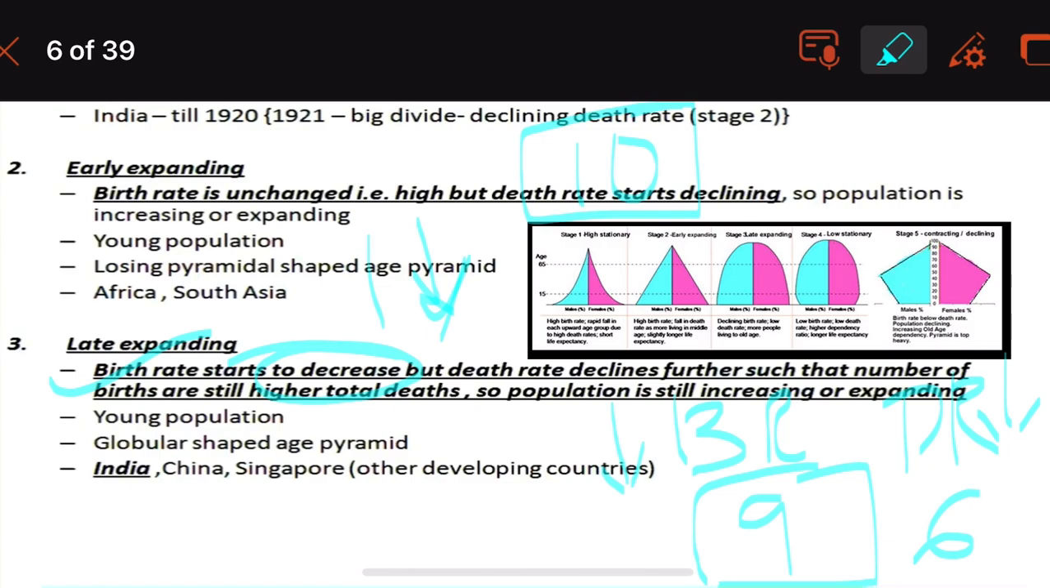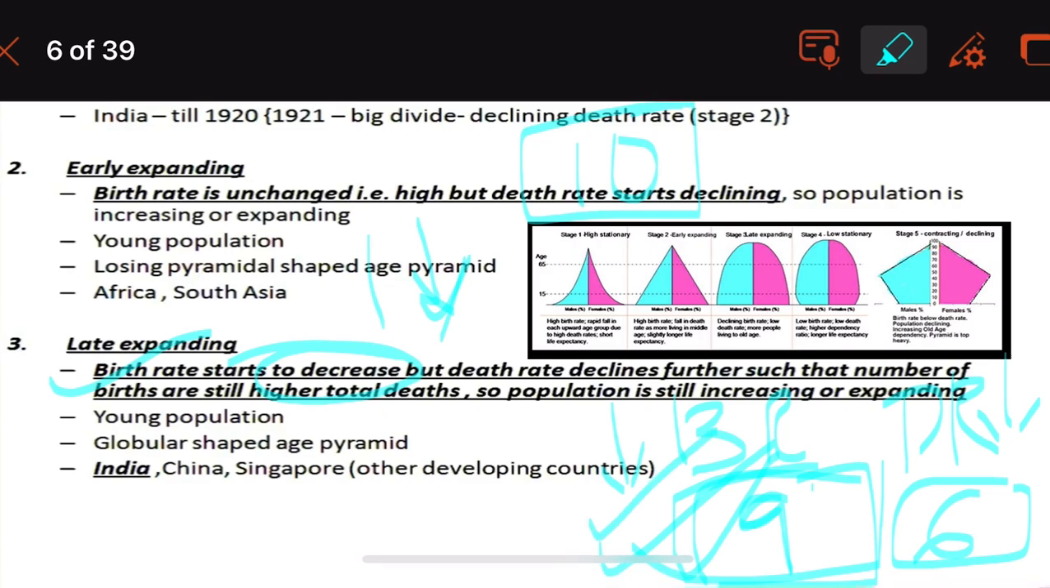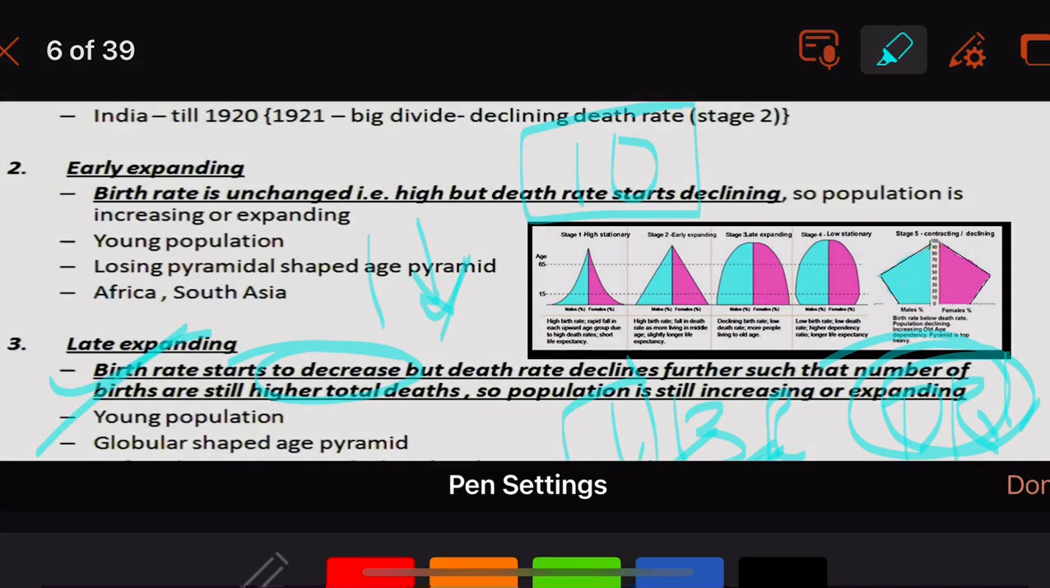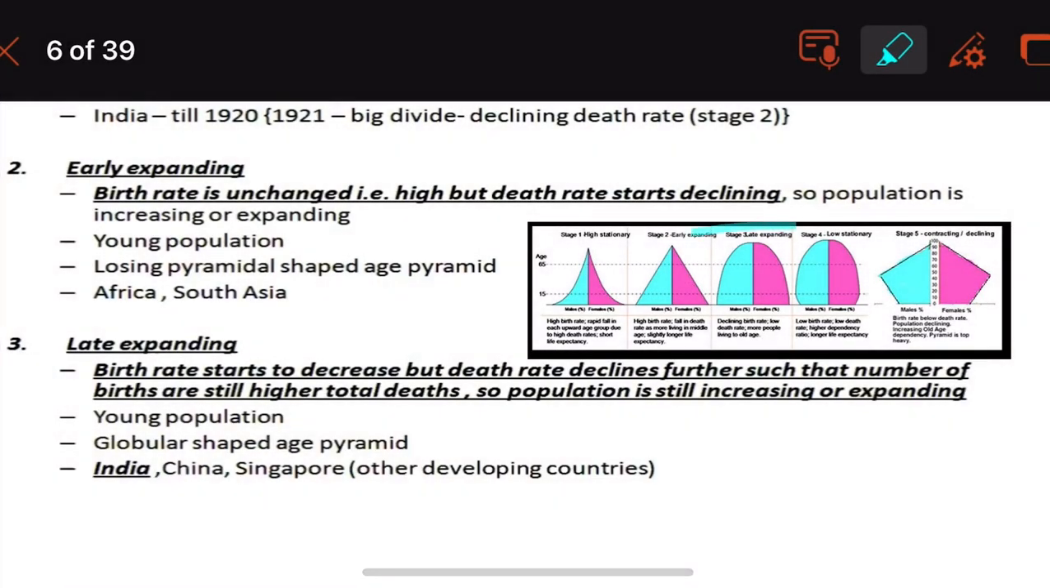Only a little birth rate is reducing, but the death rate declines further, such that the number of births is still higher than the total death rate. You see, 9 are the births, total deaths are only 6. The number of births is still higher compared to the deaths. Even though the birth rate is declining, it is still higher compared to the death rate. Young population is observed, and the shape of the pyramid is globular shaped.